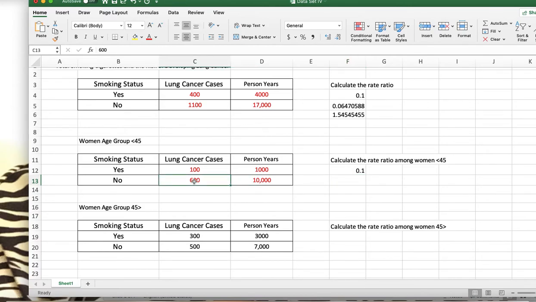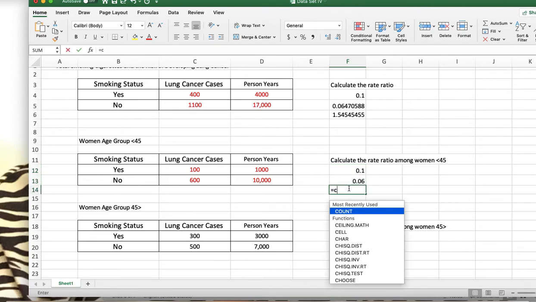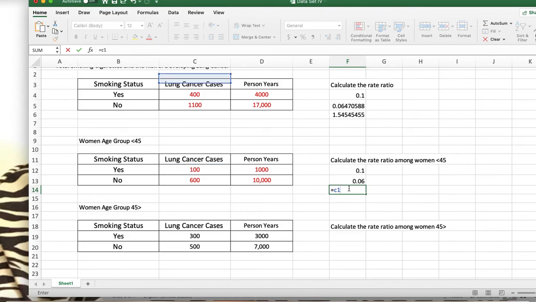And then here we have the rate among individuals who do not smoke cigarettes. So that's equals C13 divided by D13, and that gives us 0.06. And if we want to calculate the rate ratio among women less than 45, we have these two spots. Sorry about that. This is F12, and then this is F13. So that gives us F12 divided by F13, and that gives us 1.66.